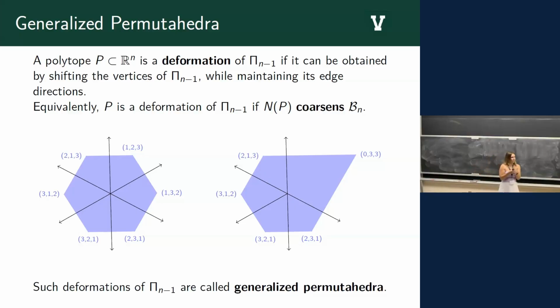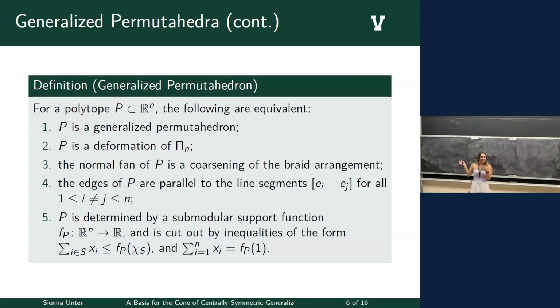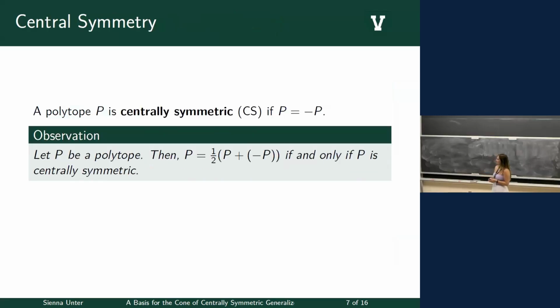And specifically, if you start with the permutahedron and you deform it, the polytope that you obtain is called a generalized permutahedron, or if you're a good savant, it is a deformed permutahedron. So here's a bunch of equivalent definitions for them. 2 and 3 we just saw. Number 4 is going to come in handy later, and it was also mentioned earlier in one of the talks. The edges of a generalized permutahedron are parallel to these line segments. And number 5 won't be used in this talk, but it's a very common definition that you often see in the literature, defining generalized permutahedron in terms of its submodular support function. So number 4 will come in handy soon.